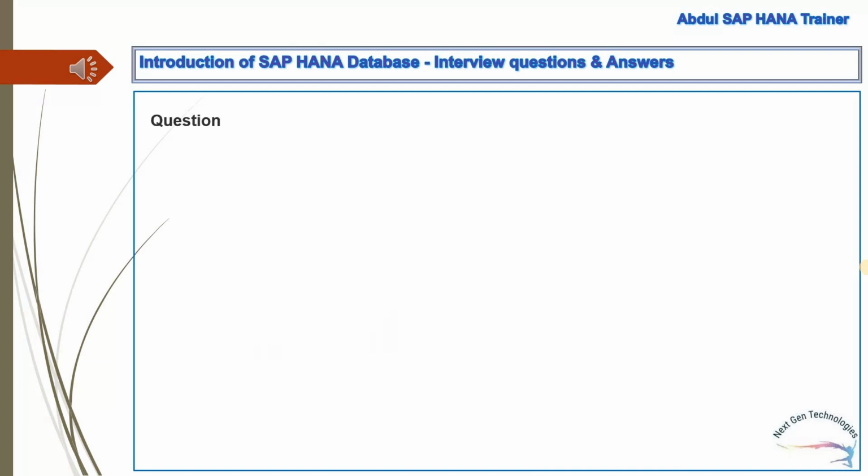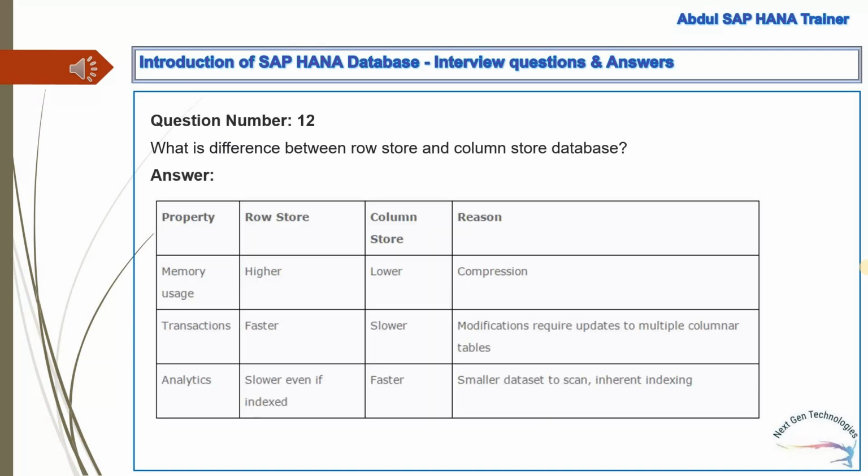Question number 12. What is the difference between row store and column store database? Answer. Memory usage in row store table is higher whereas in column store table it is lower. In column store table the compression ratio is good compared to the row store table. Transaction that is writing in row store table is faster whereas in column store table it is slower. Analytics that is reading in row store table is slow whereas in column store table it is fast.